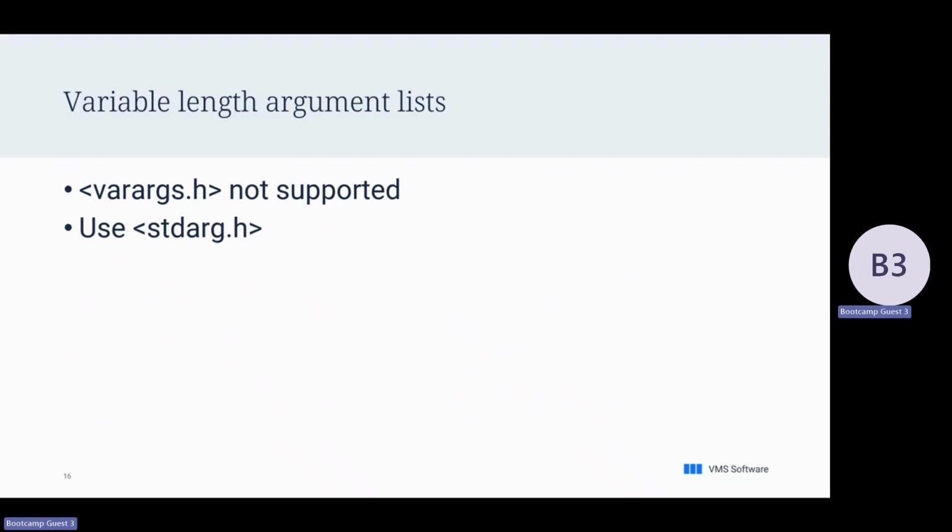Variable length argument lists. The horribly old and outdated varargs.h and associated syntax is no longer supported. Just use stdarg. Everyone else switched over at least 20 years ago. You should too, if you're still using varargs.